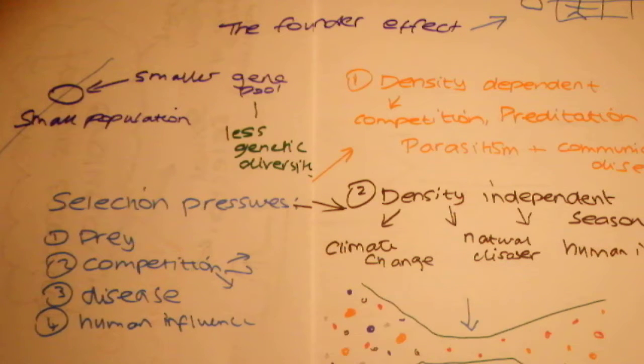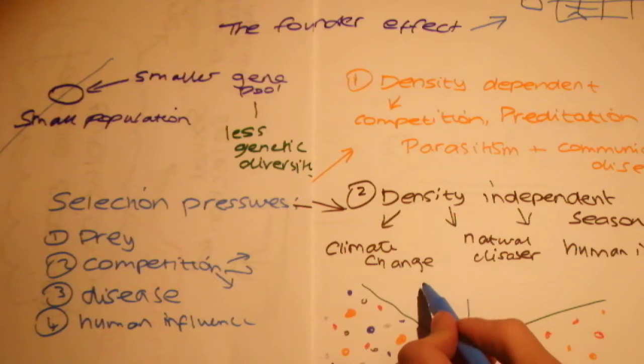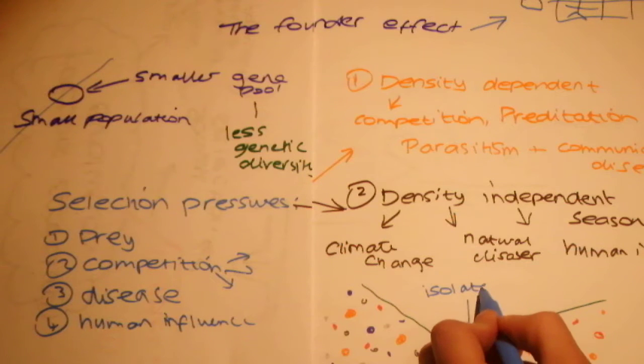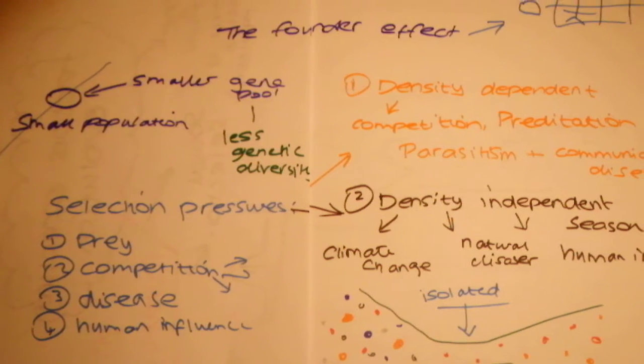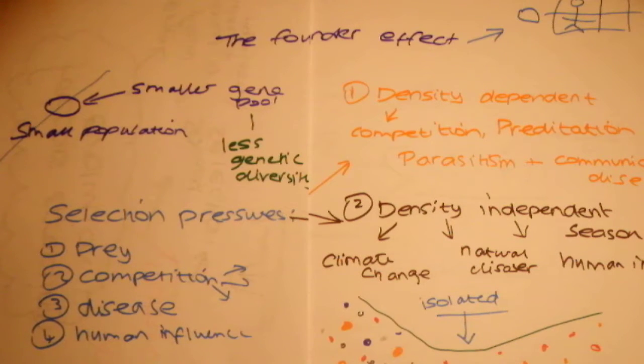And then it reproduces, but this extremely limits the genetic diversity on the other side of the founder effect. But it's very important that this is isolated. They're isolated here for the founder effect. It is an extreme example of genetic drift.